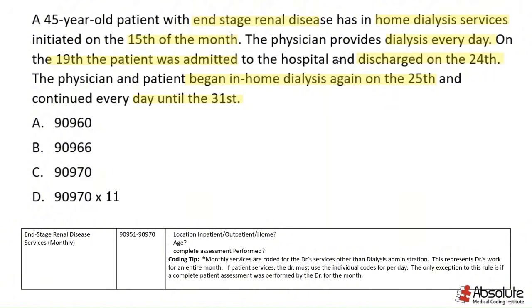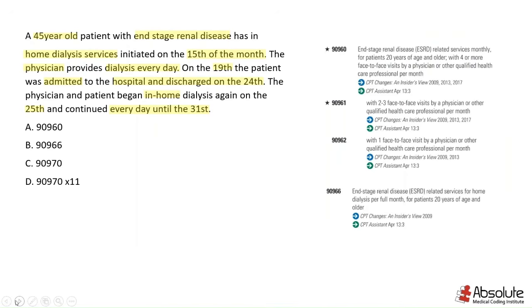The coding tip is that monthly services are coded for the doctor services other than the dialysis administration. This represents the doctor's work for an entire month. And if the patient receives partial-month services, the doctor must use individual codes per day. The only exception to this rule is if a complete patient assessment was performed by the doctor for the month. So with that in mind, let's look into the code options. And these are all our code options.